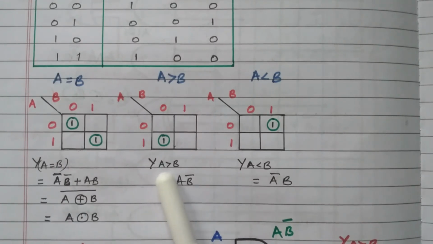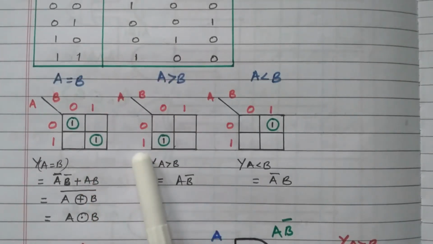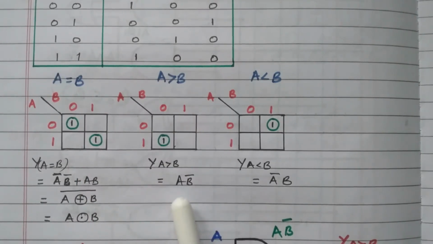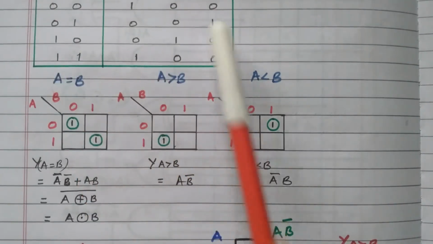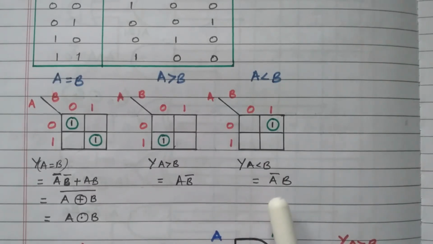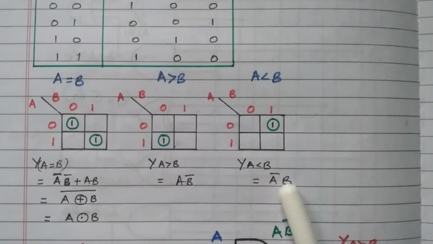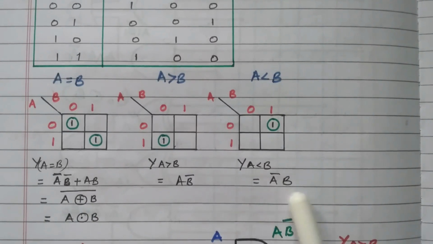Now we will go to A greater than B. This is the only term, only one. From the tabular column we can write 1 0 having 1. 1 0 means A B bar. For A less than B, this is the only term, 0 1. Corresponding 0 1 having 1. 0 1 means A bar B. Now we got the expression for A equal to B, A greater than B, and A less than B. For A equal to B, we need one XOR gate. A greater than B is A B bar, A less than B is A bar B.